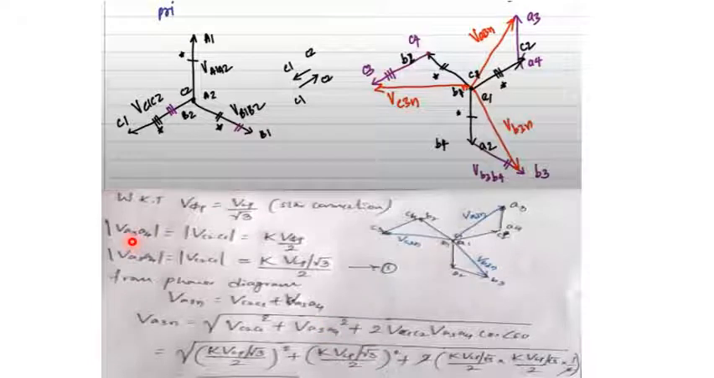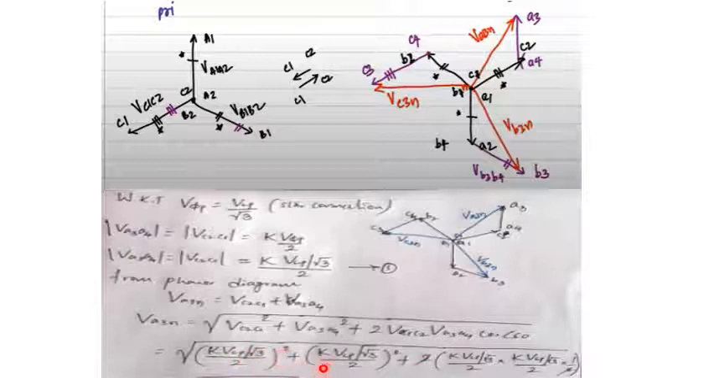So here you have already written VA3A4. VC2C1 magnitude is what? That is K VLP divided by root 3, divided by 2. Substitute here equation number 1. In place of VA3A4 and VC2C1 you can substitute K into VLP by root 3, whole divided by 2, and also substitute the cos 60 value. Cos 60 value is 1 divided by 2, and this 2 gets cancelled.